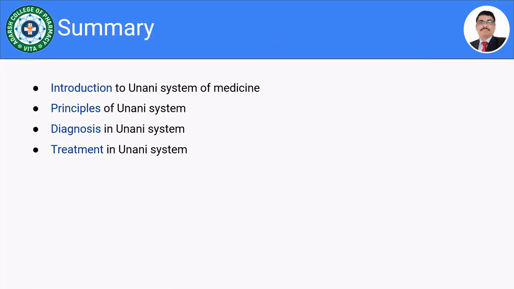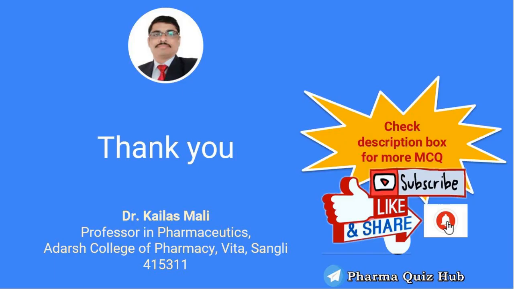This is about the Unani system of medicine. In this session, we have discussed an introduction to the Unani system of medicine, which originated in Greece, was further developed by the Arabs, and was introduced by the Arabs in India. Then we covered the principles of the Unani system of medicine, diagnosis in the Unani system of medicine, and treatment in the Unani system of medicine.